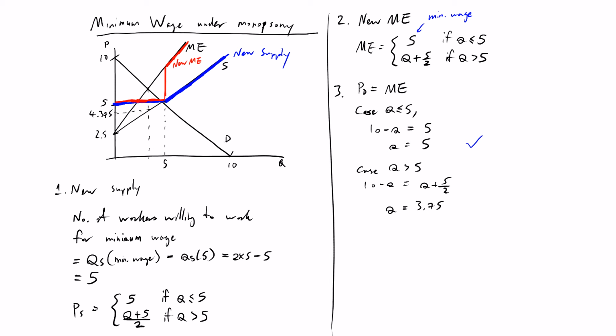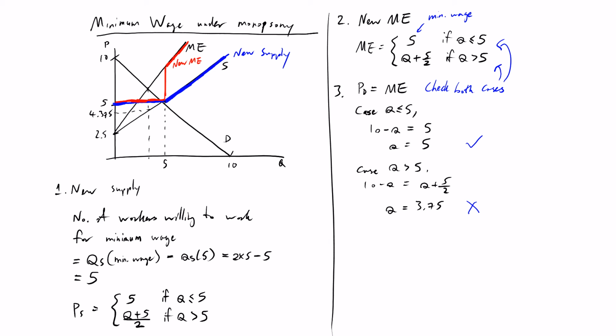Well, this would not be okay, because we assume that Q is bigger than 5, and you arrive at the conclusion that Q has to be smaller than 5. So this would be a contradiction. And in mathematics, when you have a contradiction, you have to reject it. It's not valid. So this is the general way you have to deal with the monopsony case. Check both cases. Check both cases. You should be able to reject at least one of them.